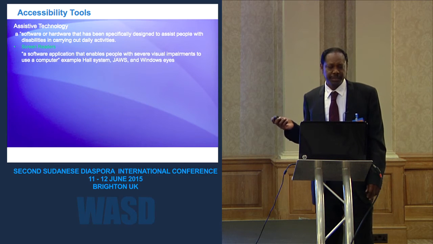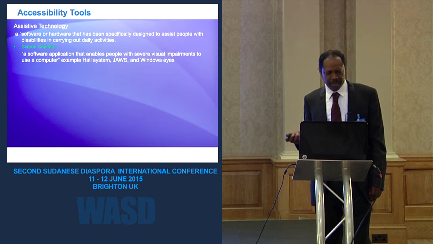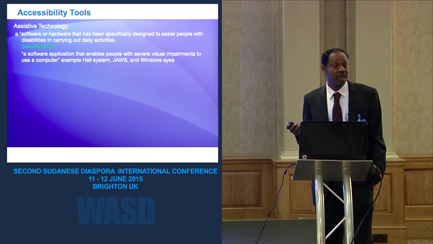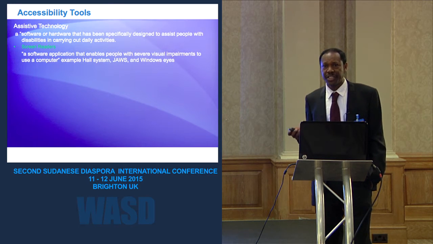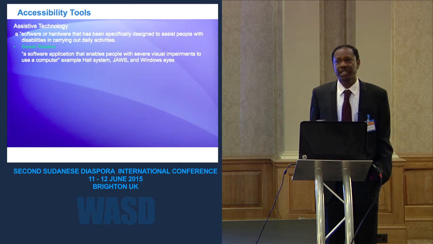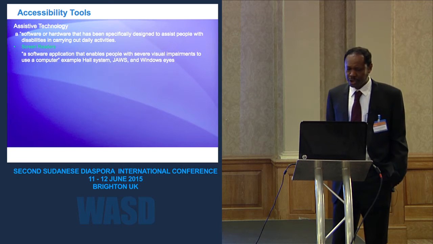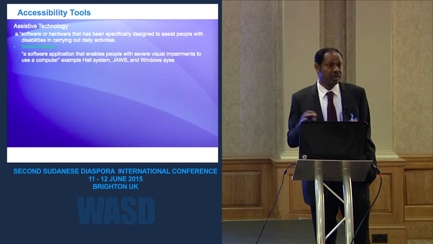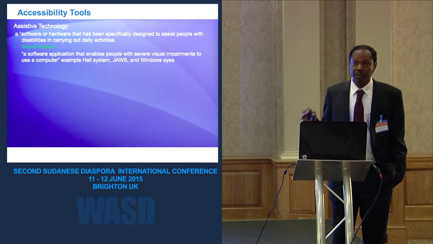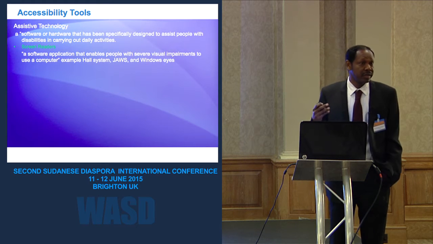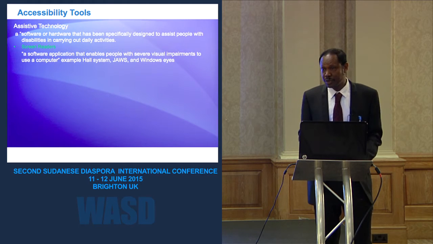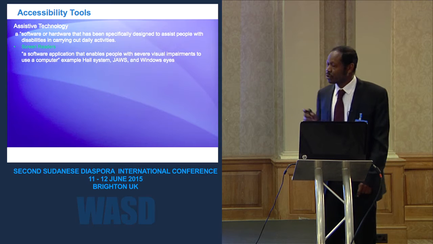We've got screen readers. A screen reader is a software application that enables people with severe visual impairment to use a computer. Examples: we've got the HAL system, which is called Supernova, a part of the HAL system. And also we've got JAWS, which is Job Access with Speech, and Window-Eyes. Window-Eyes enables visually impaired people to use the computer. They can use the BIOS, Control-Alt, and Shift-F1 to help with using this software. And also, we've got JAWS.